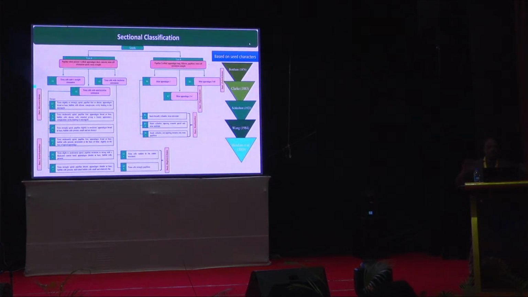Because of the time limit, I am not going further, but I can say the same characters are the primary characters that were used by the earlier authors to classify. Bentham classified it into a few sections. Clarke, then Wang, and Mendum also have classified. But see, according to the number of seed appendages, the hilar appendages, whether it is 1, 5, or 2 to 4, that's the primary character used by them. Along with some other characters, mostly the number of appendages is the primary criterion for the classification.